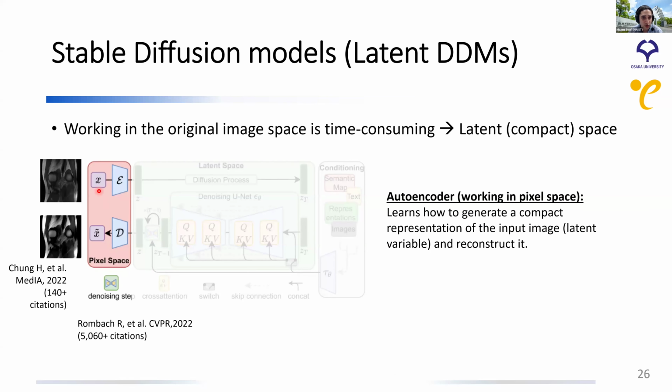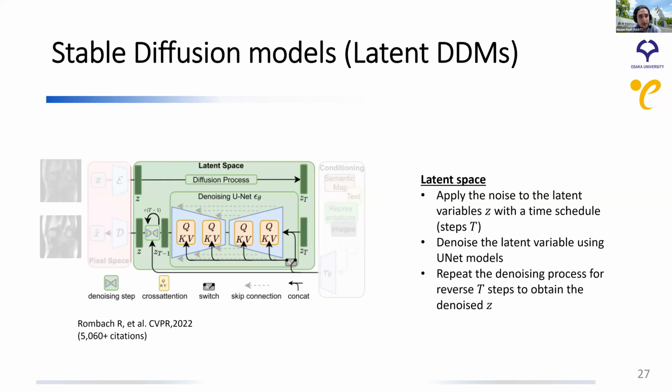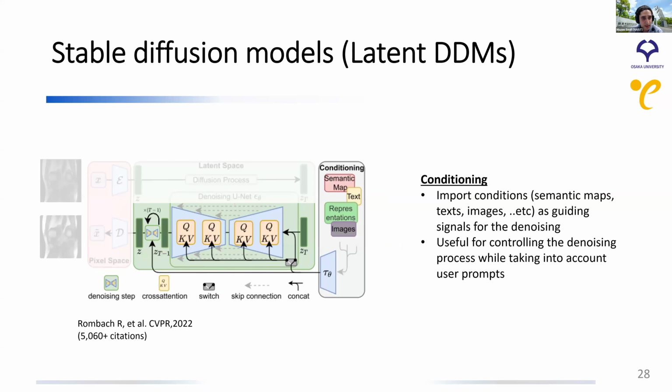First, it has an autoencoder that works in the pixel space. This autoencoder is just an unsupervised learning method. It takes an image and tries to learn how to reconstruct the input image from this encoded representation. The second part is the latent space, which applies the noise to the compressed representation of the image and tries to denoise it using a UNet architecture. This process is done for many time steps, anywhere from 25 or 50 up to 1,000. And the third part is the conditioning that guides how to generate the images using some conditions such as, as I said, words or other parameters.